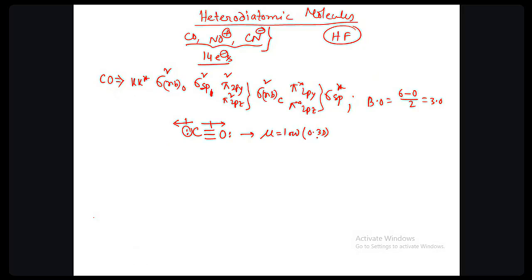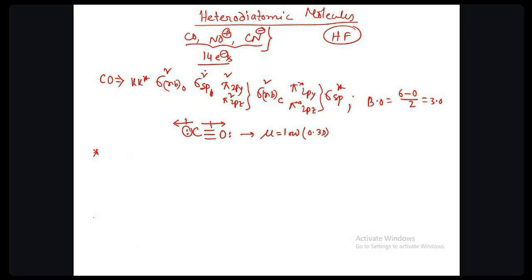So why is mu low? Since we know that the CO bond moment and the lone pair moment on carbon partially cancel each other. That's why its mu is very low.